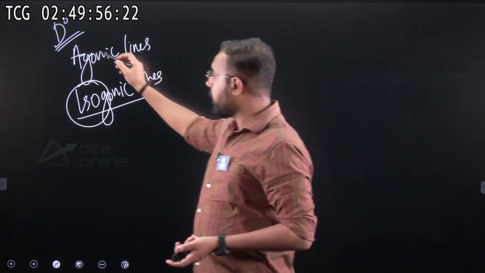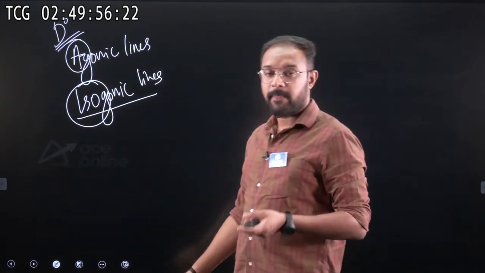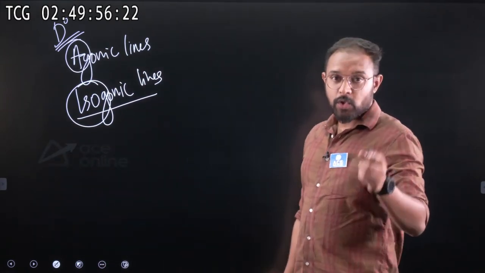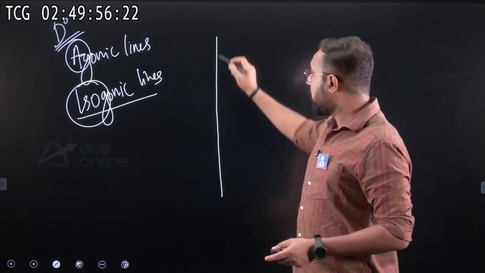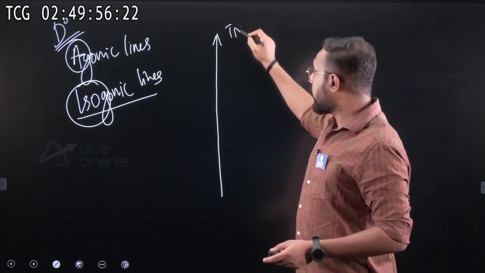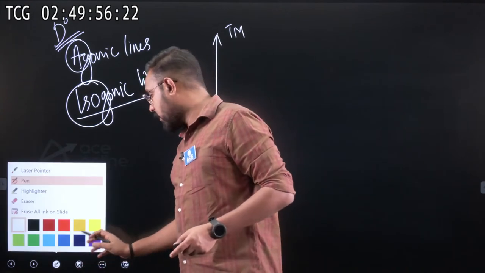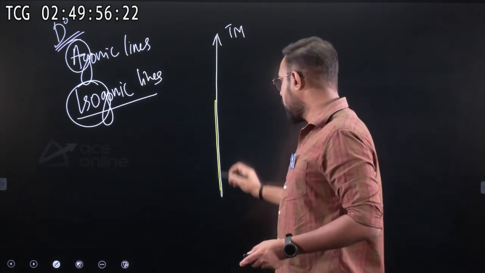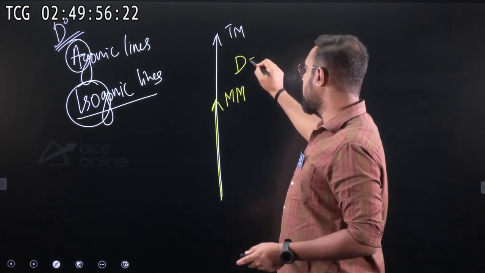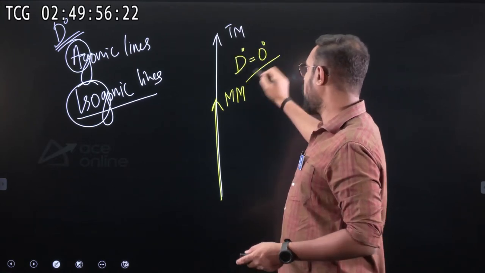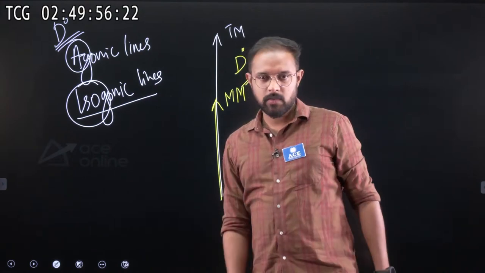Now, agonic lines in reality will join points of zero declination. Zero declination means the true meridian and the magnetic meridian coincide. That is the meaning. True meridian and magnetic meridian coincide. That is the meaning of the declination angle being equal to zero.